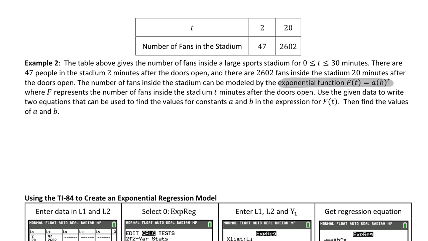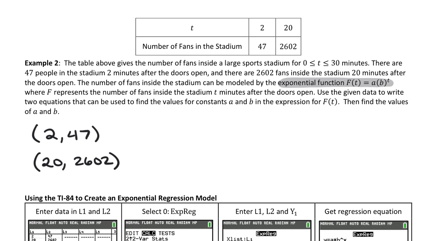All right, we need to look at the data. Obviously, the data is in the table. It's also in the blurb. And I have two coordinate points. I have the coordinate point 2, 47. And what's the other coordinate point? 20, 2602.